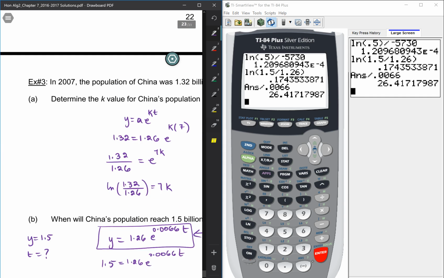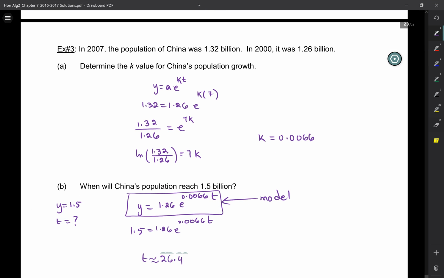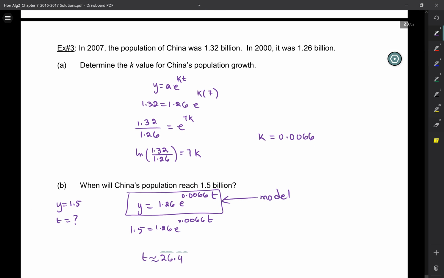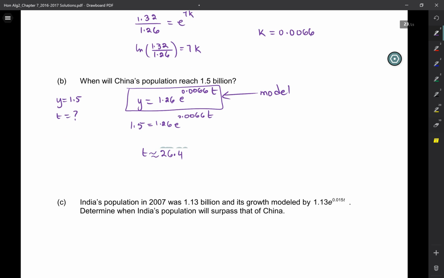Okay, so look, it really doesn't matter because this started in 2000, in 2026. So you wouldn't go 27 years. Yeah, so in 2026.